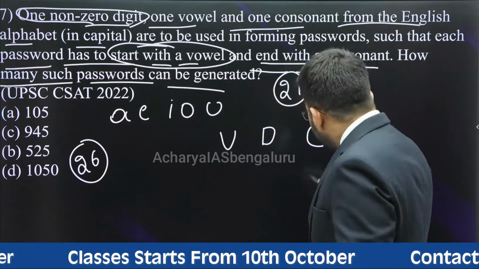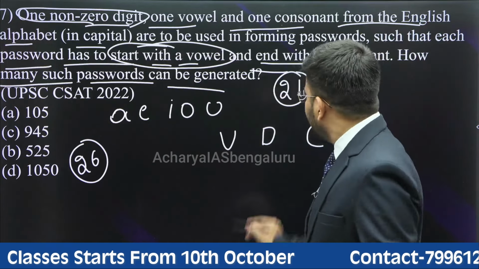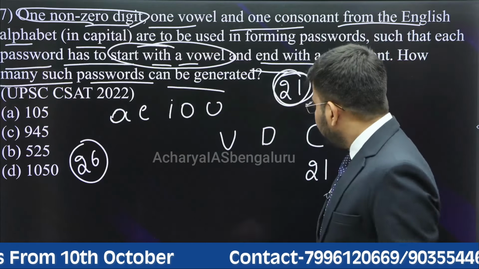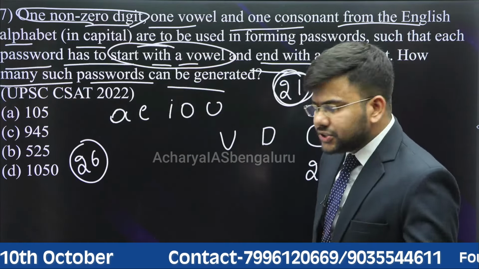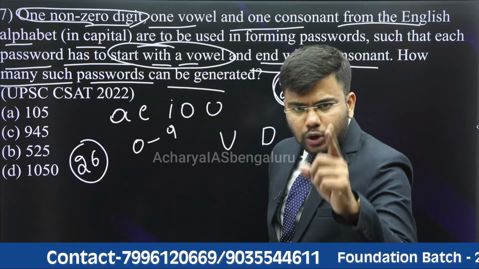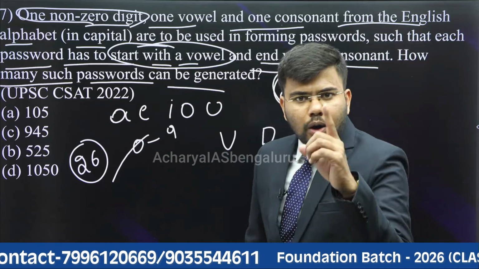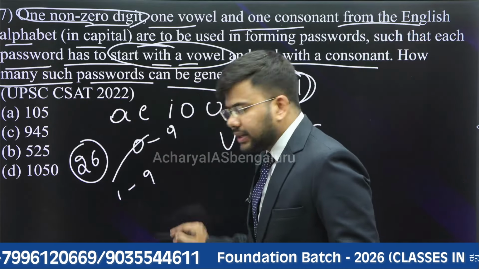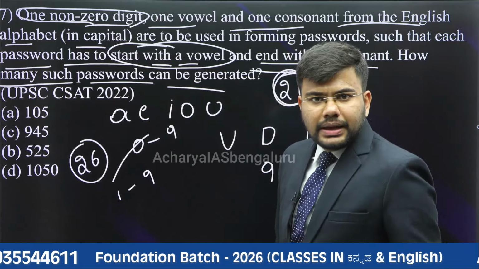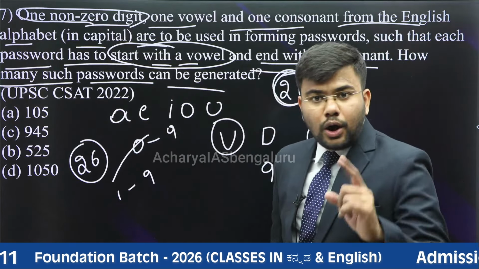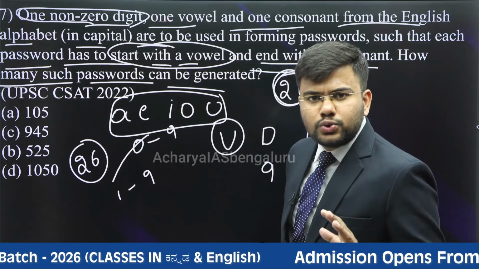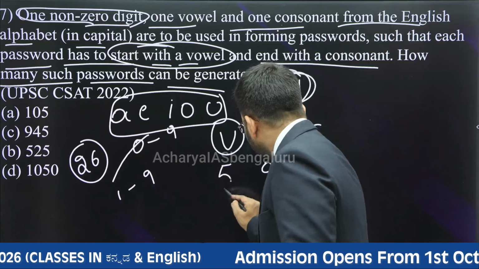Now tell me, in the consonant, how many types can I fill? All the 21 consonants I can fill. So here 21. Coming to the digits, how many digits are there? From 0 to 9 there are 10 digits, but it should be non-zero, hence I will leave 0. How many digits are left out? 1 to 9, that is 9 digits, so I will put 9. Later, coming to the vowel, how many vowels are there? 5 vowels are there, so I will put 5.